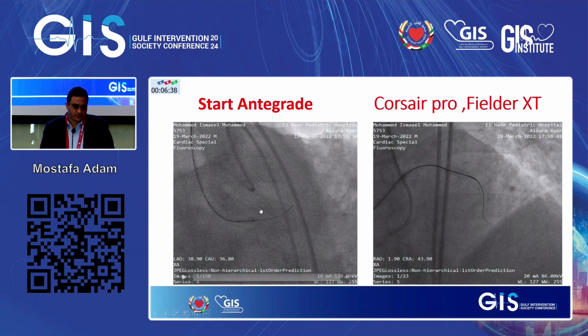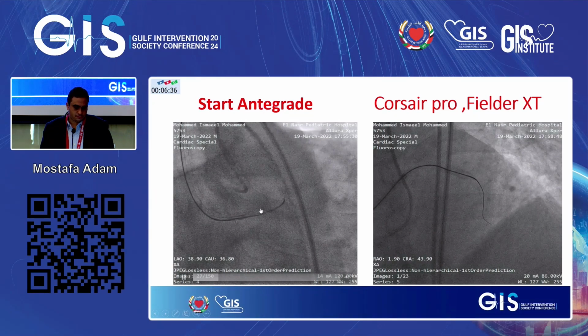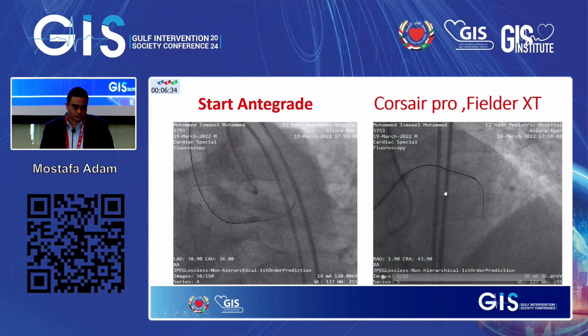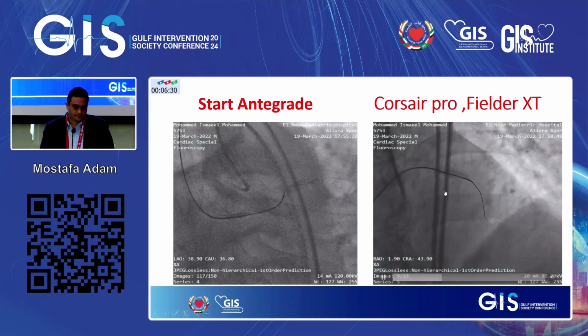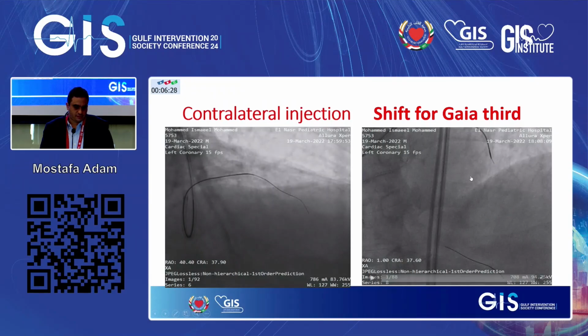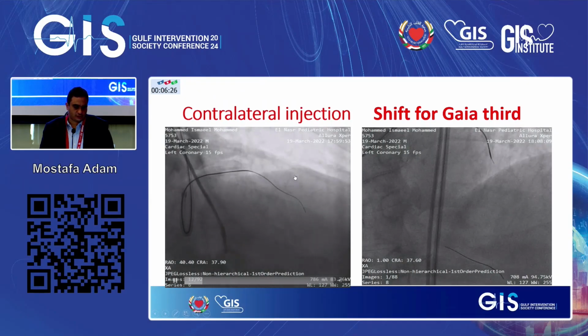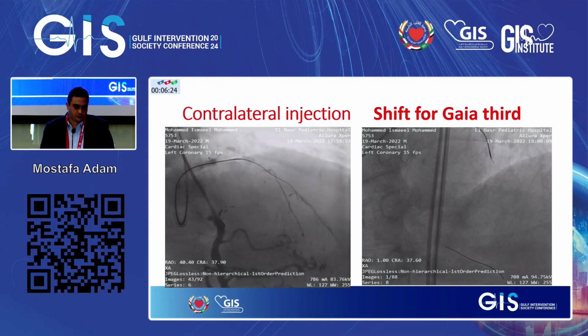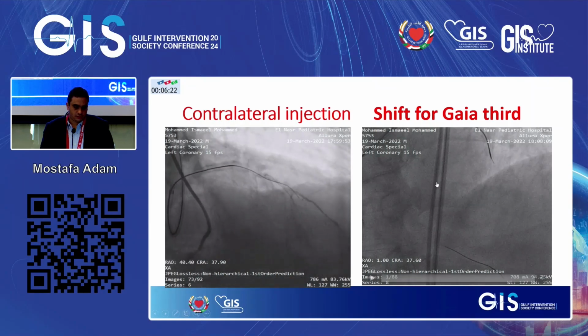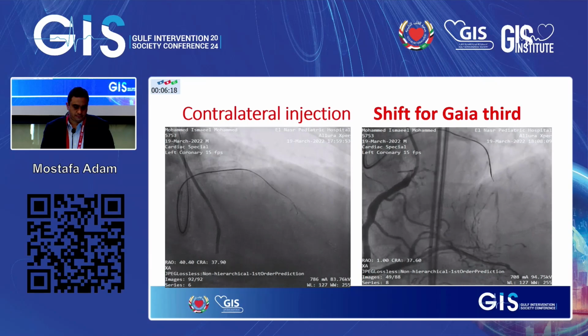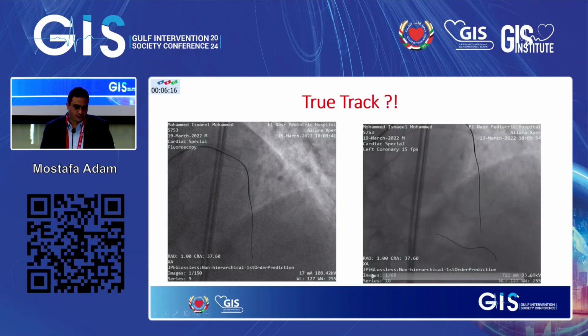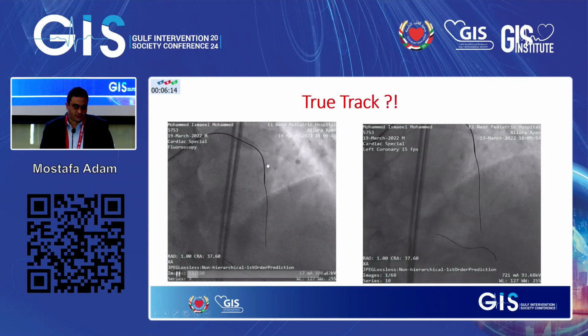We start antegrade using Crossair Pro and Fielder XT wire. Then this is a contralateral injection. I think we are not in the LAD. So we return back and shift to Gaia Third. Finally, I think we catch the true track.